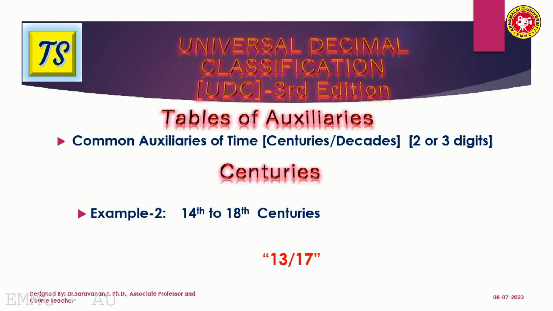Another example, 14th to 18th centuries. So it covers 14th century, 15th century, 16th, 17th and 18th. To identify the middle centuries, we use the extension sign. So transfer it into the artificial format. 14 needs to be converted into 13, 18 needs to be converted into 17. If you subtract this, you will get the final number. Place it within double quotes. Don't forget to put the extension sign. If you forget, it will give a different meaning.